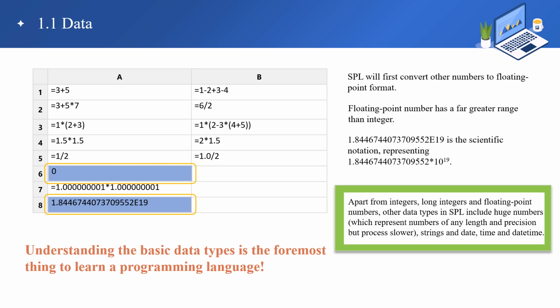Apart from integers, long integers, and floating point numbers, other data types in SPL include huge numbers, which represent numbers of any length and precision but process slower, strings, and date, time and datetime. All will appear in the following sections. Understanding the basic data types is the foremost thing to learn a programming language.